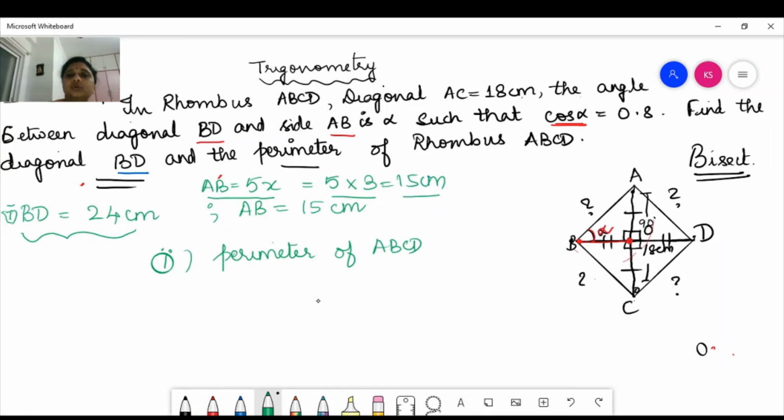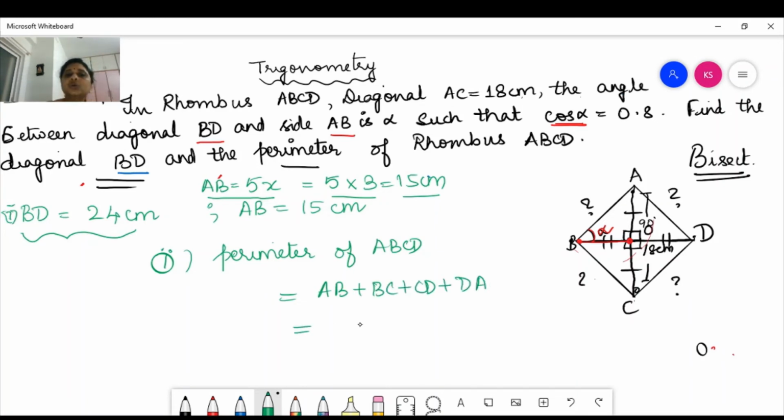As I told you, perimeter is the sum of all four sides. The boundary, there are four sides here. So you add all four, so you get the perimeter, right? The total length of the boundary, right? So you have AB plus BC plus CD plus DA.